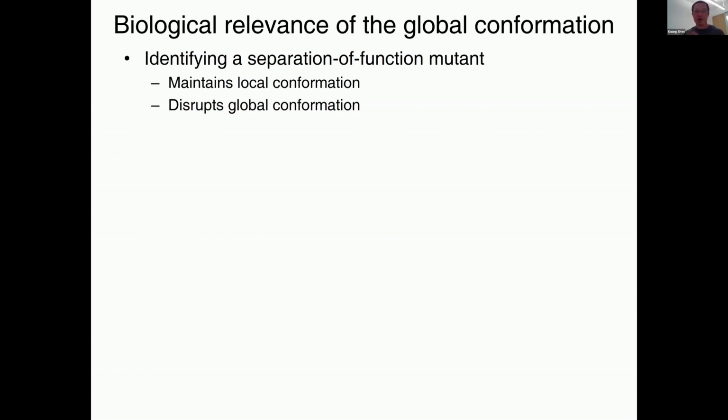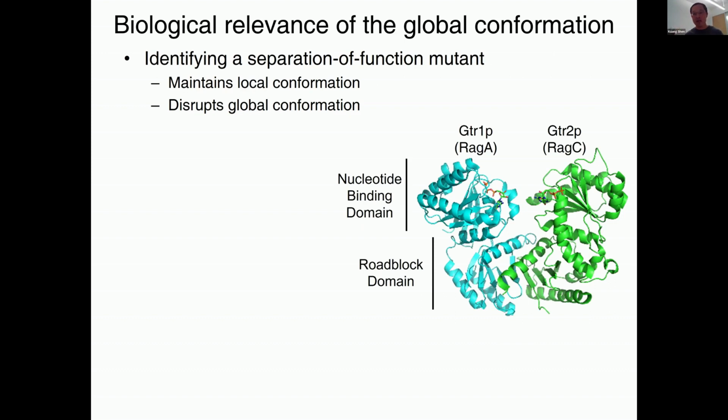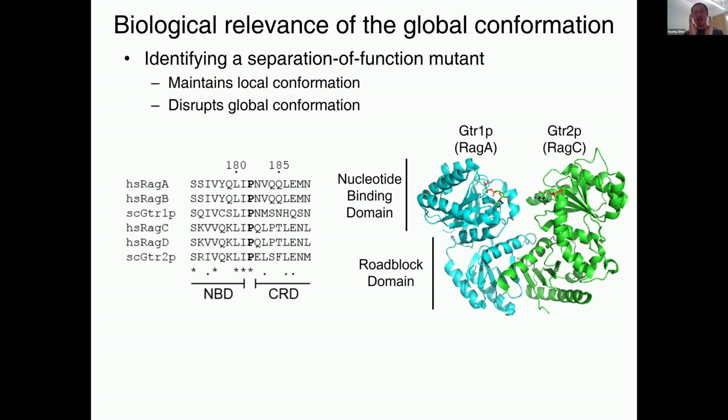Obviously, we can't touch anything on the nucleotide binding domain because that will couple the local changes to the global changes. So we have to extend our sight beyond the nucleotide binding domain, to the interface between the NBD and the roadblock domain. And we immediately found that there's a very conserved proline residue that mediates the connection between the NBD and the CRD here.